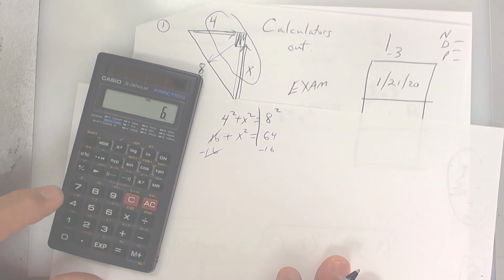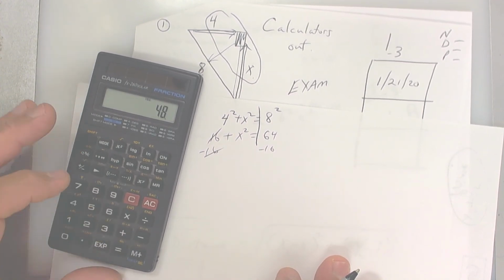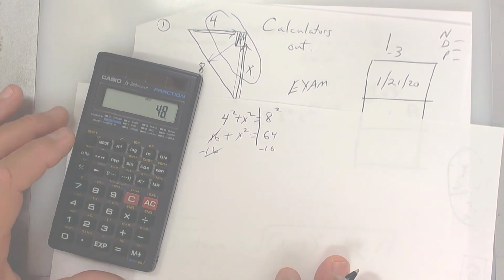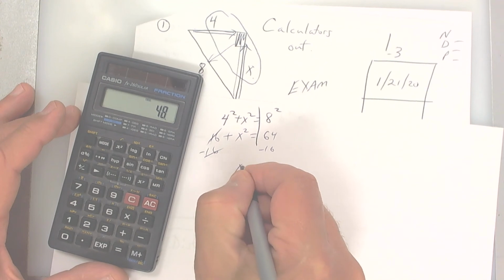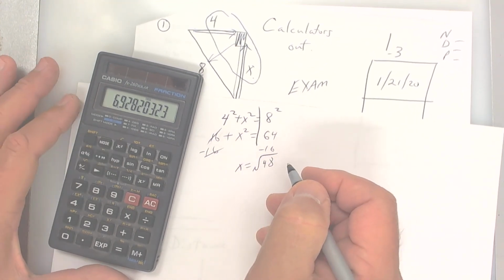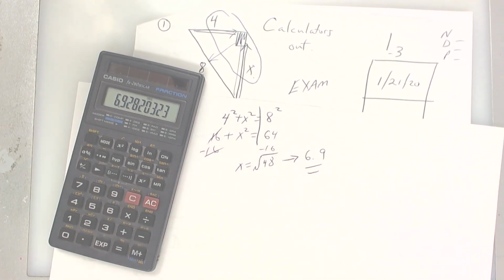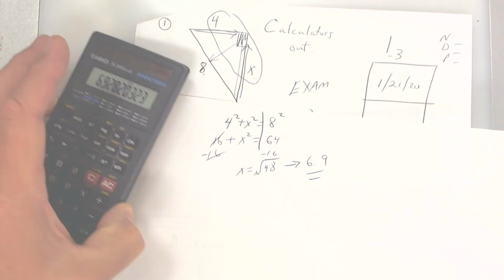So I'm going to have 64 minus 16. I might have some calculators in the front of the room. There were 7, so if you have one of mine at home, bring it back. So x is equal to the square root of 48. Hit shift, square root, and you get 6.9. Make sure you can get 6.9. That's your answer. Let's try one more.